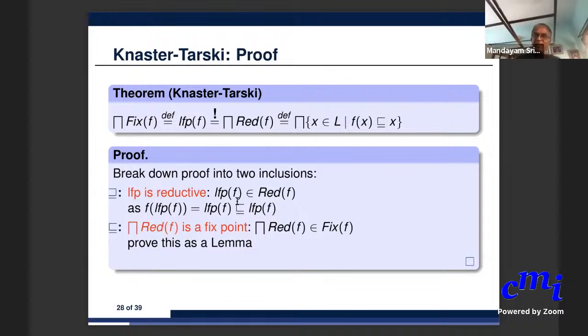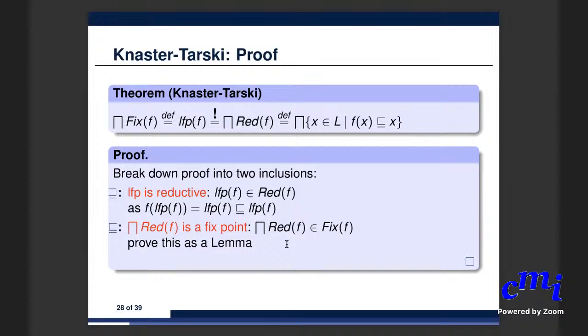Because it is already in that set, and it is the least of all the elements in that set, and it's also a fixed point, and by definition this one is the least element. Those two together will guarantee that this is the least among all the fixed points.